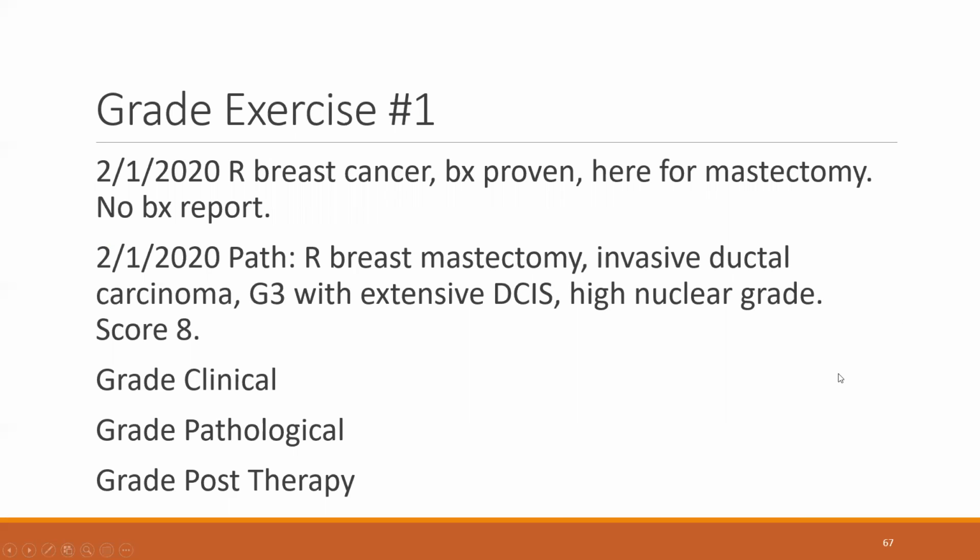We do not have any clinical information on grade, so grade clinical would be a 9. We will take the G3, the grade 3, from the mastectomy, so the grade path would be a 3. The grade post-therapy would be blank. So we are going to ignore the grade from the DCIS and always take the grade from the invasive.